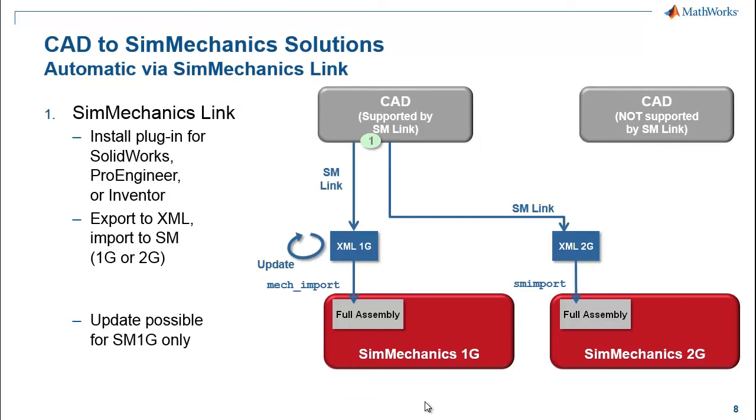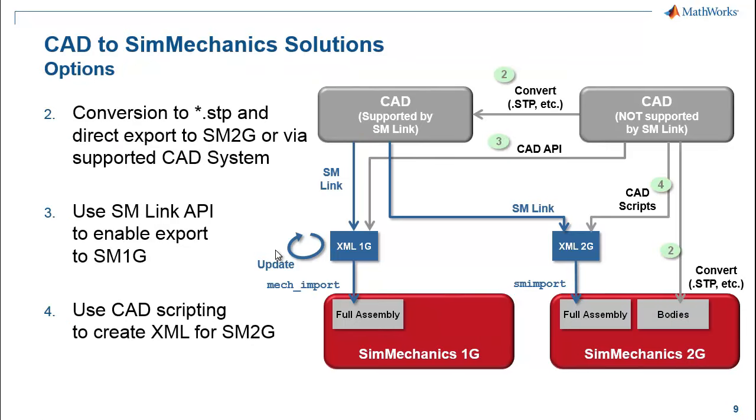The first way, as I've shown you in the demo, is using SimMechanics Link, where you can import your model directly into SimMechanics 1G and SimMechanics 2G. The only difference is the command to import, which is either SMimport or mech_import. Another thing that has to be stated is that the update option is just available for SimMechanics 1G. The second option is to convert your CAD data into a step file and either export it directly to SM2G or go via a supported CAD system in order to import into SM1G.